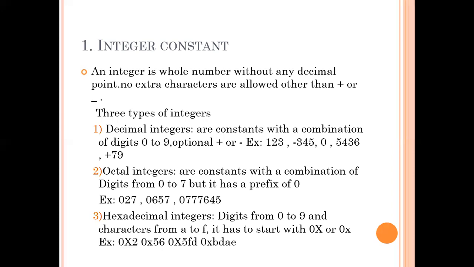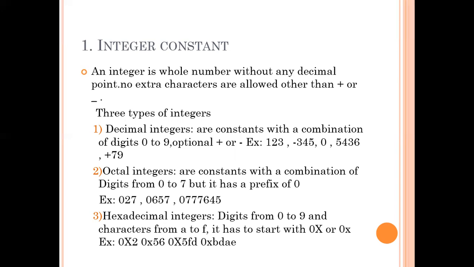Octal integer consists of any combination of digits from the set 0 through 7 with a leading 0. Some of the examples of octal integers are 027, 0657, 0777645, etc.